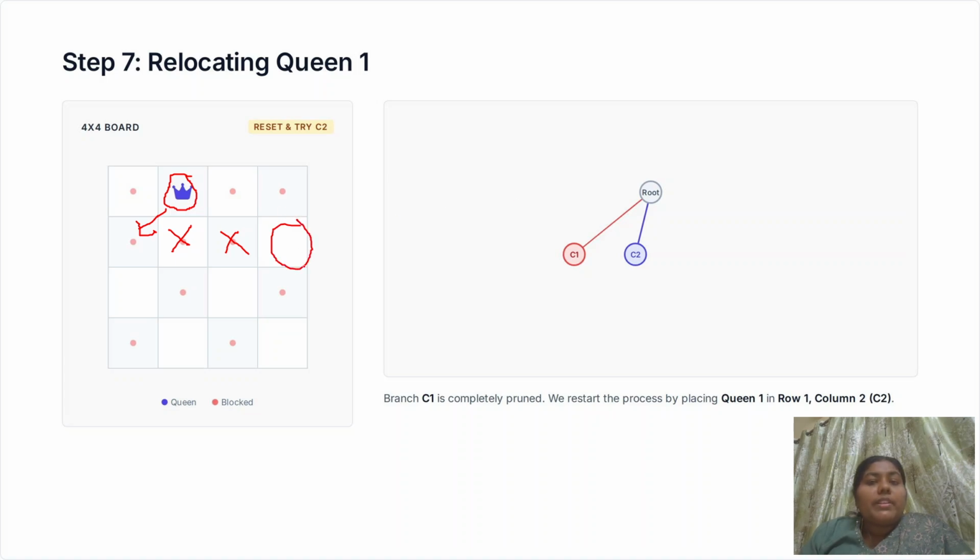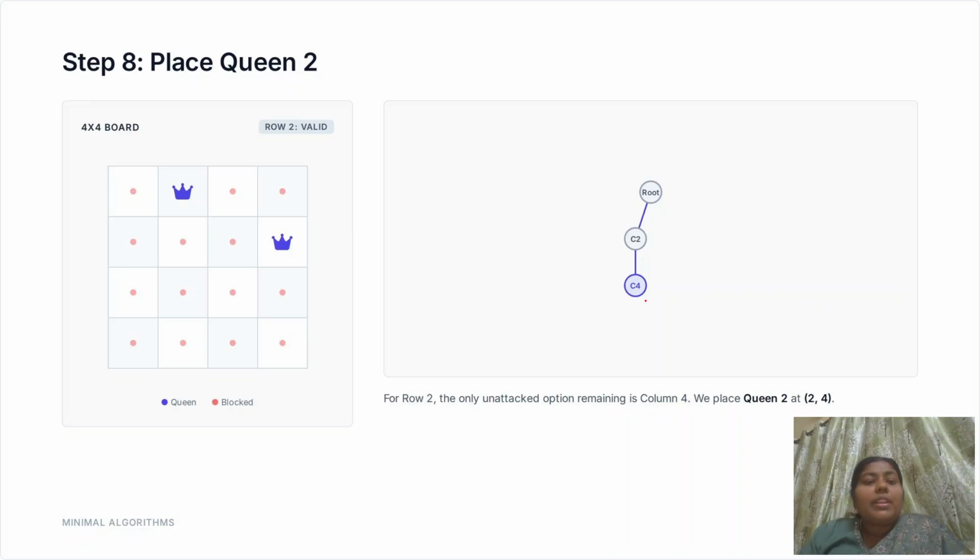So what is the choice here? From this one, I'm just going to the next one. C4 is the choice. So if C4 is the choice, this is the basic concept here. I'm just going to place the Q on the second row, fourth column. Now I'm just going to check the third Q. So whether it can be placed on this position, it is possible.